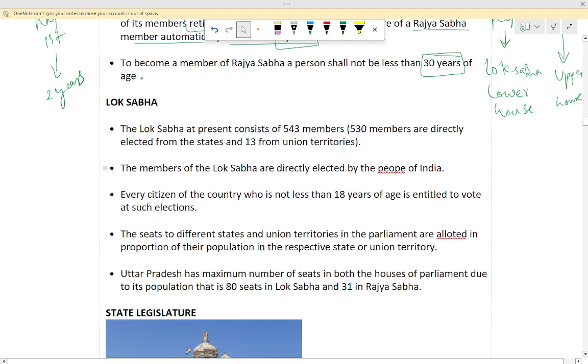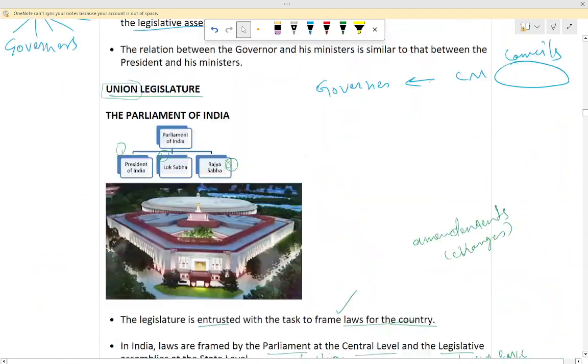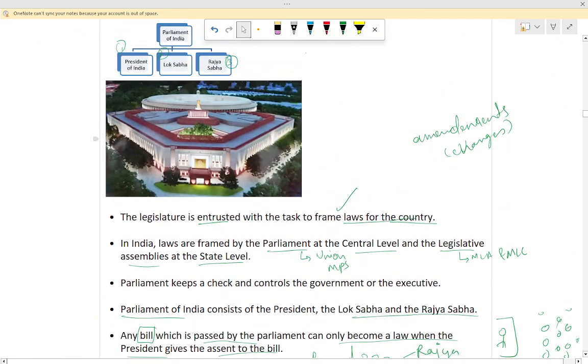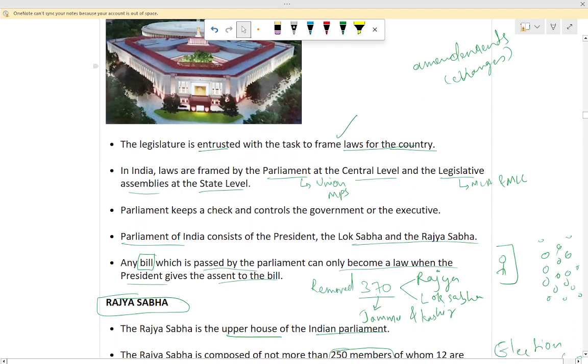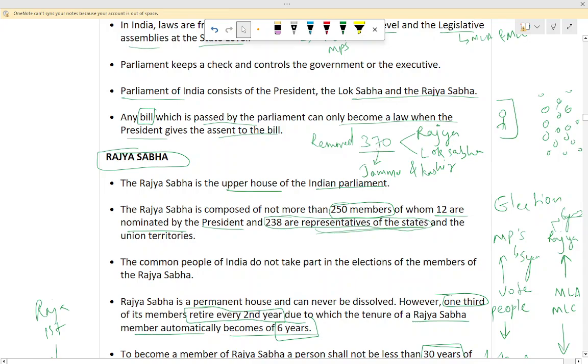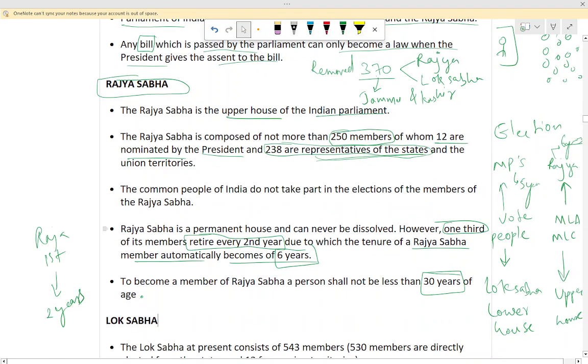Should we go to the lower house now, Lok Sabha? Yes, sir. So Lok Sabha, here, have you seen the new parliament? They will be sitting in this and they will be discussing. In this building, there is an upper house and a lower house, Rajya Sabha. It is so big, yes.